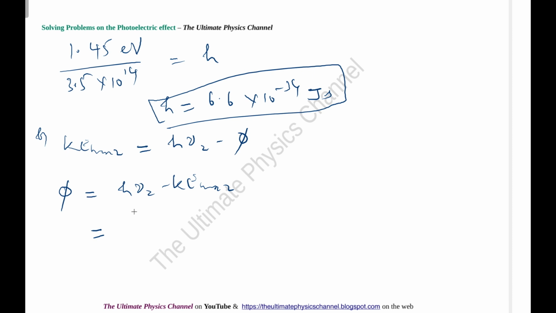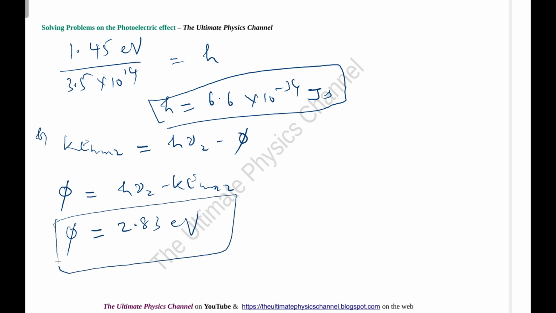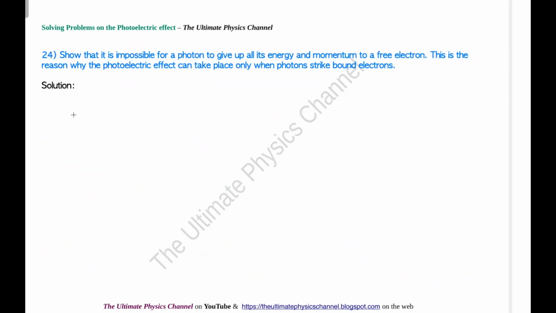So we have numbers to substitute the values. You get phi is equal to 2.83 eV. We convert from joule units to eV units. You get this. So that completes the 23rd problem. Let's move on to the 24th.